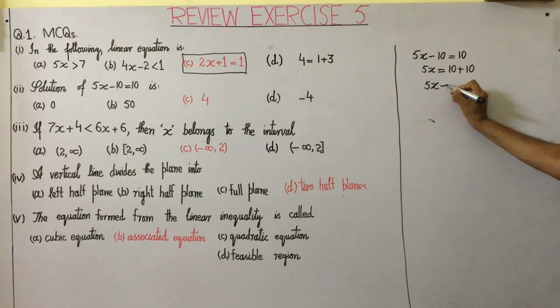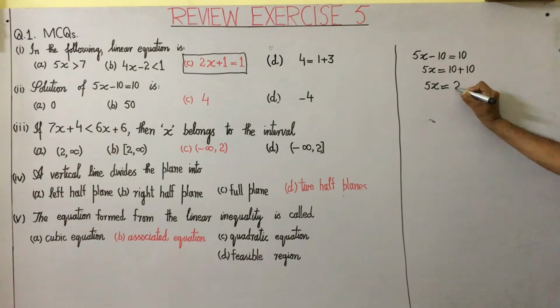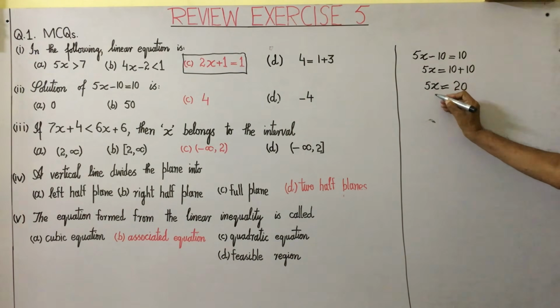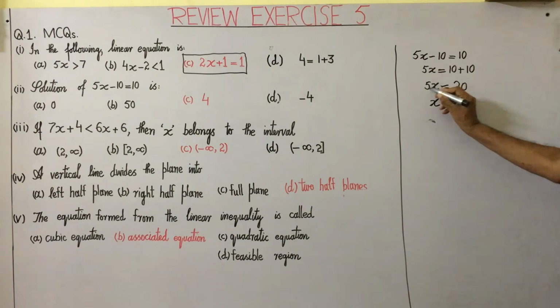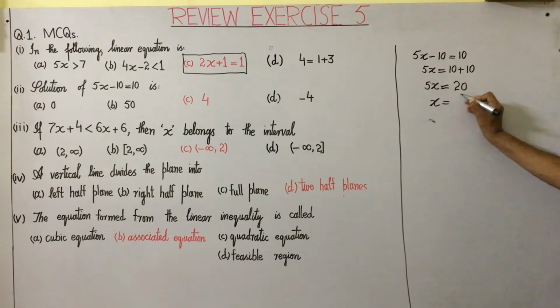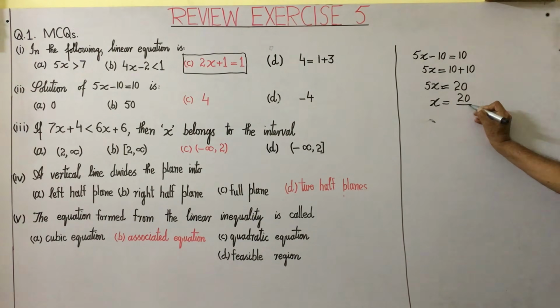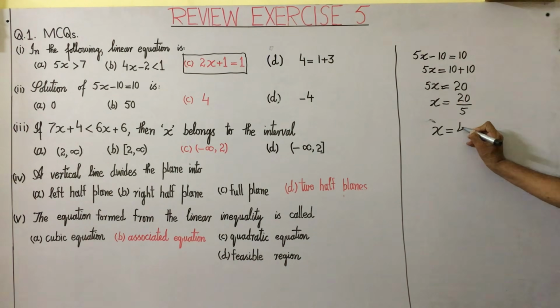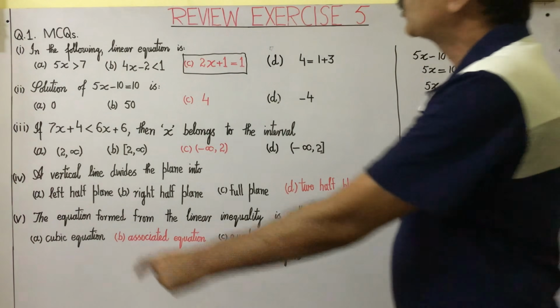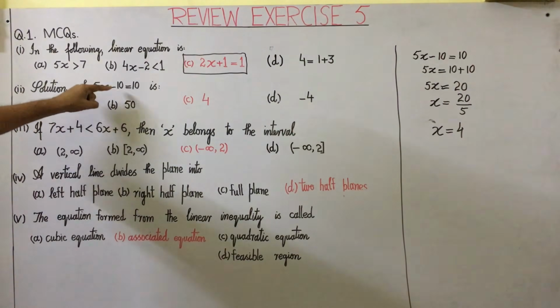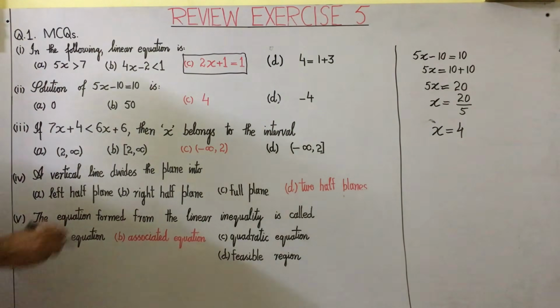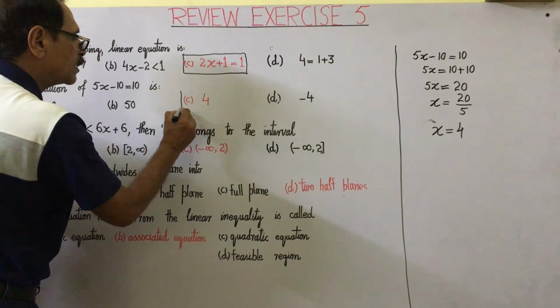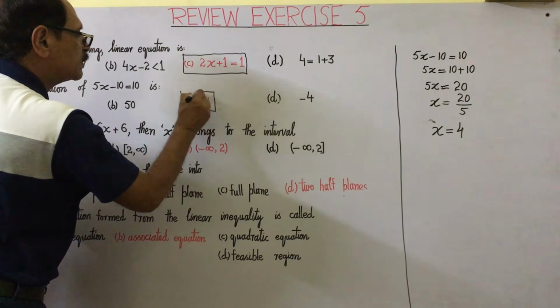5x is equal to 20, 10 plus 10 is 20. Dividing both sides by 5, 5x over 5 is x, 20 over 5, 5 ones are 5, 5 fours are 20. So, solution of 5x minus 10 is equal to 10 is 4. Correct option is C.